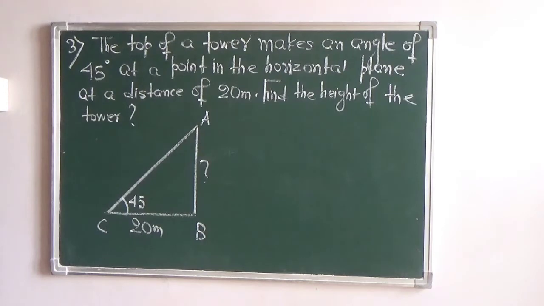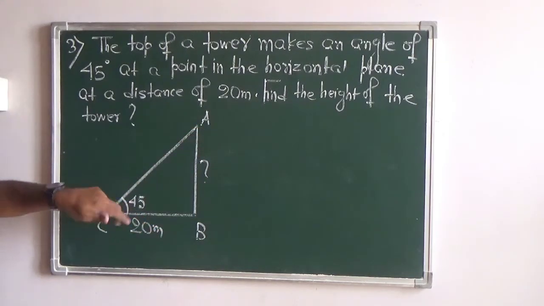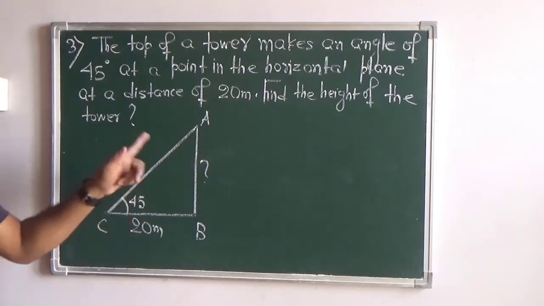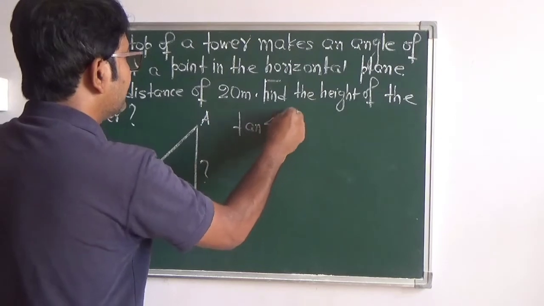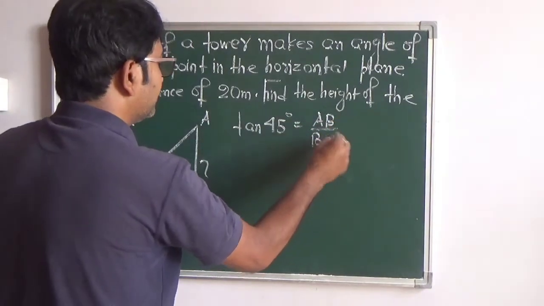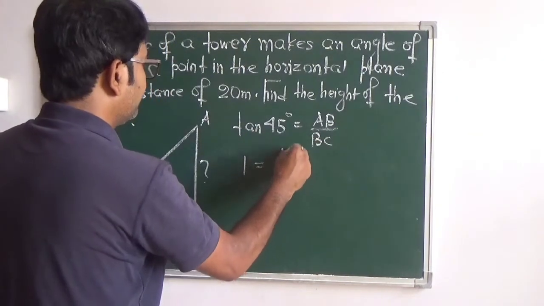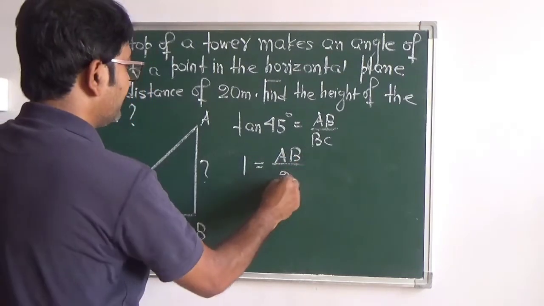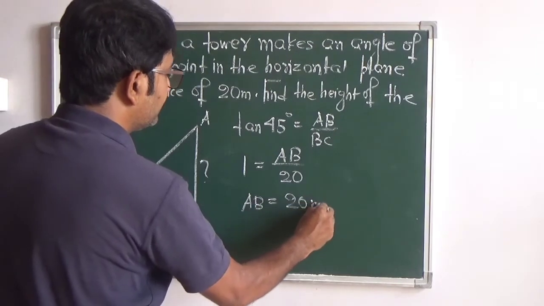Now see the sides, which can be related to which particular trigonometrical ratios. We have to find the perpendicular. We are given the base and the angle. So perpendicular and base, so this will be tan. So you can write tan of 45 degrees is equal to AB by BC. Tan 45 value is 1. So AB and BC given is 20. So AB is equal to 20 meters.